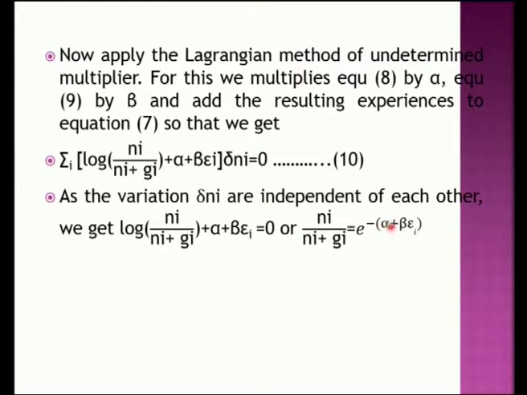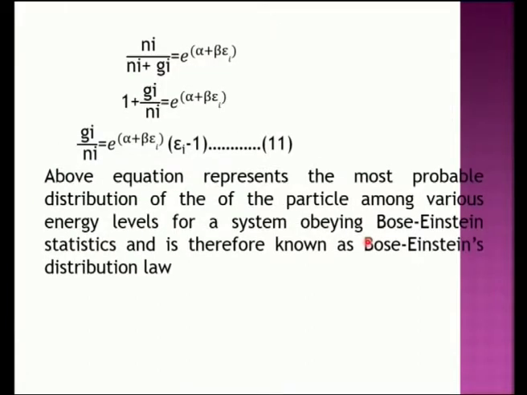As the variations del n_i are independent of each other, we get log of n_i by (n_i plus g_i) plus alpha plus beta epsilon_i is equal to 0. Therefore, n_i by (n_i plus g_i) is equal to e power minus (alpha plus beta epsilon_i). Take this alpha plus beta epsilon_i to the other side, so it becomes minus alpha minus beta epsilon_i. On the left hand side we have a logarithm, on the other side we don't. Take the antilog, or exponentiate both sides. The logarithm gets cancelled, and the right hand side is exponentiated, so you get n_i by (n_i plus g_i) is equal to e power minus (alpha plus beta epsilon_i).